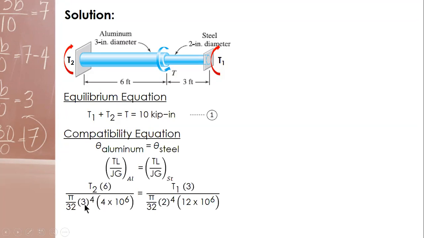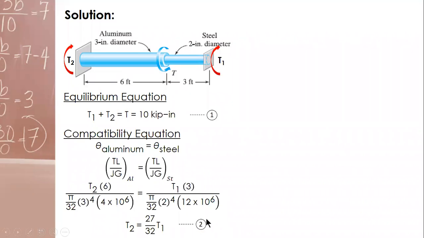So, if you will cross multiply, 3 raised to 4 is 81. And then 6 will be multiplied by 2 raised to 4. 2 raised to 4 is 16 times 6, 96. So that would be 81 over 96. Reduced by 3, that's 27 over 32. So T2 equals 27 over 32 T1. This will be equation 2.